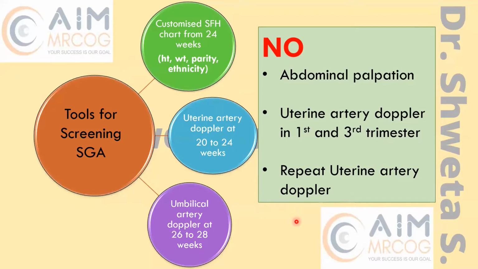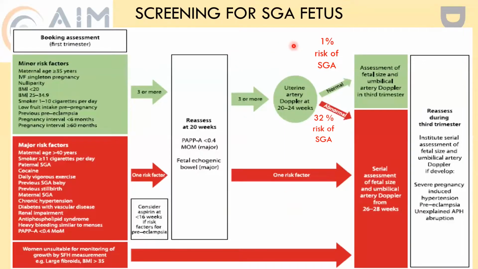Thank you, my dear. Now, screening, as you see, this chart is of utmost importance. The risk factors we have already memorized. Now, if you find 3 or more risk factors, then you will do the uterine artery Doppler. If it is normal, what will you do? This is the most confusing question, and most of the time students get it wrong. If it is normal, will you leave her? You will not leave her, because there is still a 1% risk of SGA. So you will assess the fetal size and umbilical artery Doppler in the third trimester.